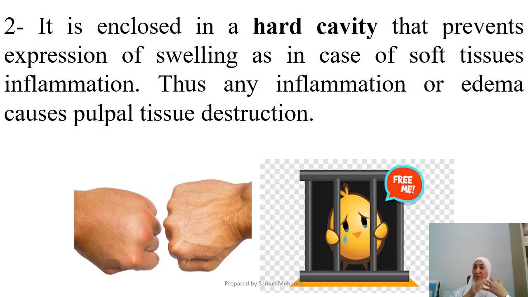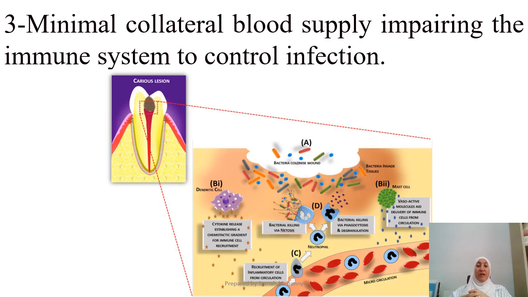But in the pulp, any edema or any inflammatory process could cause the pulpal tissue to be more and more inflamed, ending by death. Thus, inability to relieve edema can cause destruction to the pulp tissue. Also, we have no collateral blood supply, as we mentioned during discussing the apical foramen, we have narrow apical foramen.